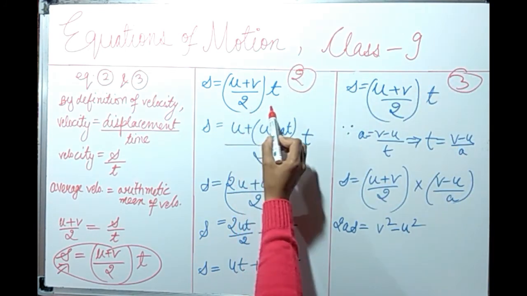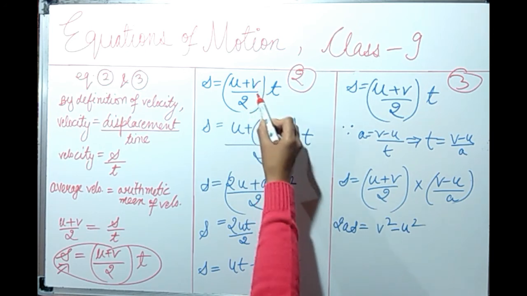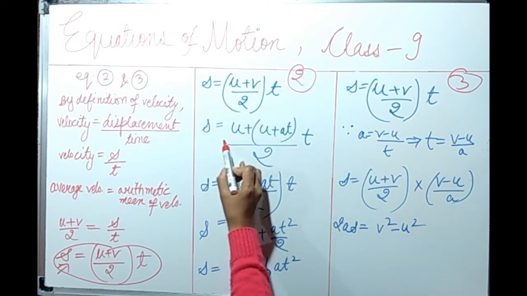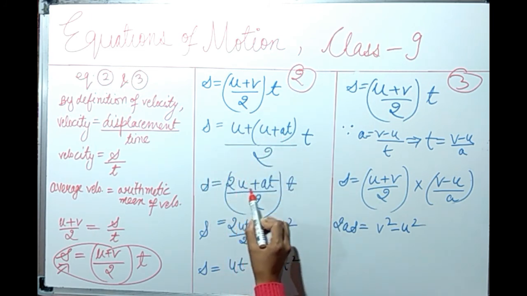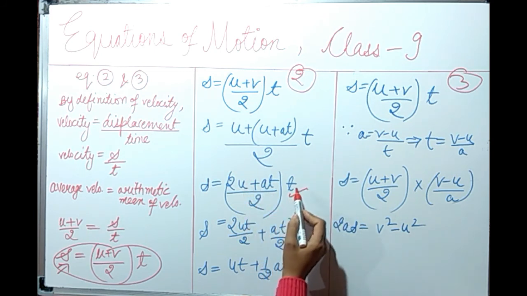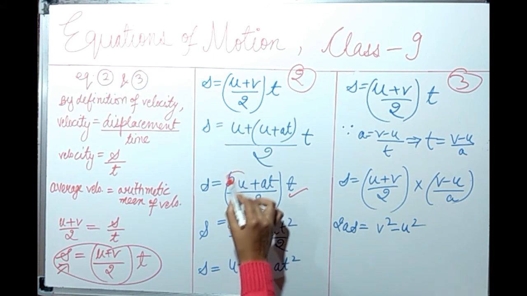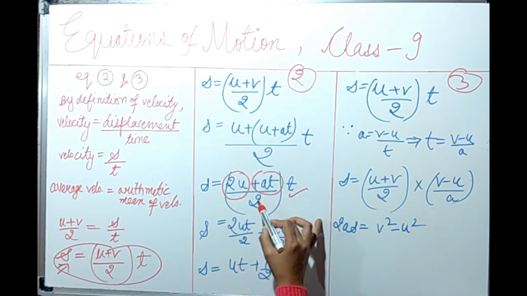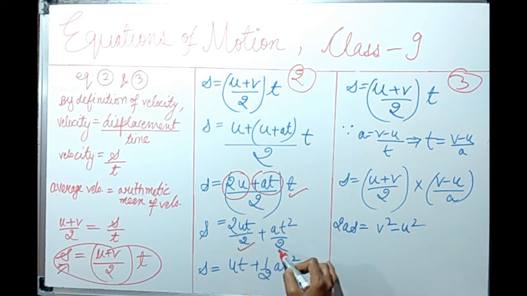In this equation, we are going to put the value of v. v is u plus at, as we have already obtained in equation number 1. S equal to u plus u is 2u plus at upon 2 into t. Take this t inside, multiply with both these terms, 2ut plus at square, and split the denominator upon this and this. 2 cancels out, and we are getting equation number 2 as s equal to ut plus half at square. This is our equation number 2.